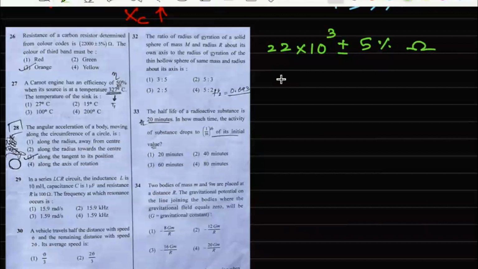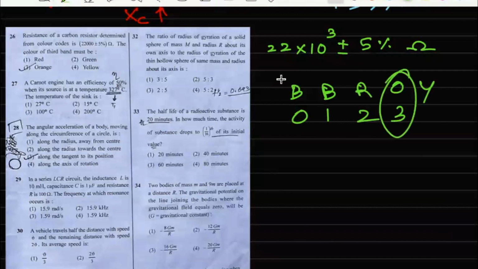So the color of the third band. So these are my 2 digits. This is the third band and this is the fourth band. So the third band is the power of 10, which is 3. So the number 3 would be for, if I consider B, B, R, O, Y, so this is 0, 1, 2, 3. So the number 3 is basically orange. Okay. Then the next one again.